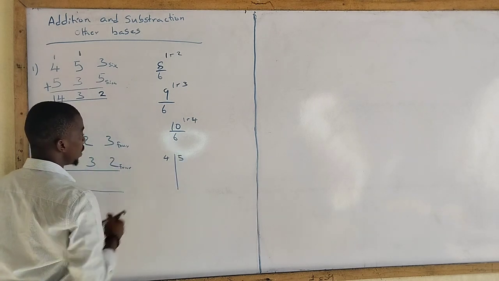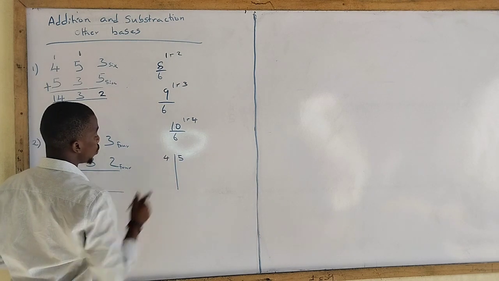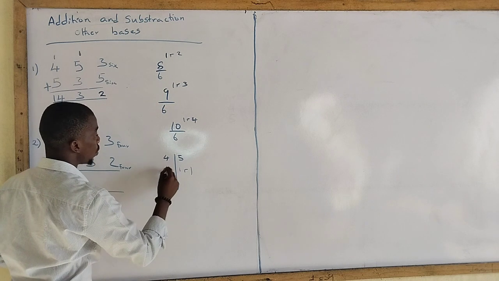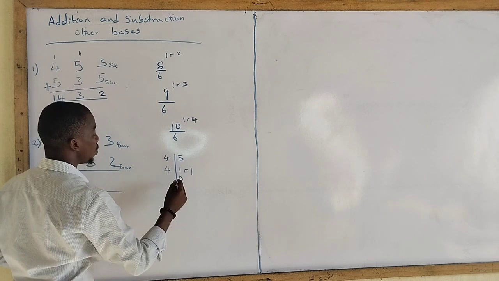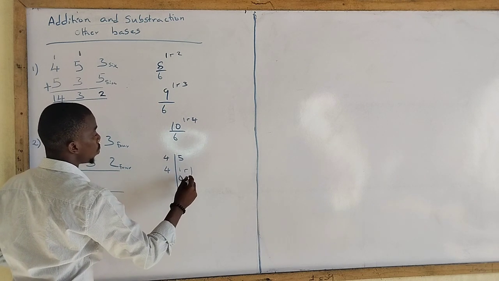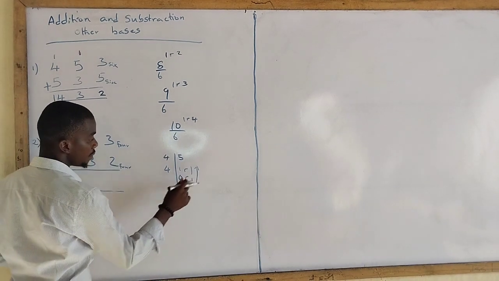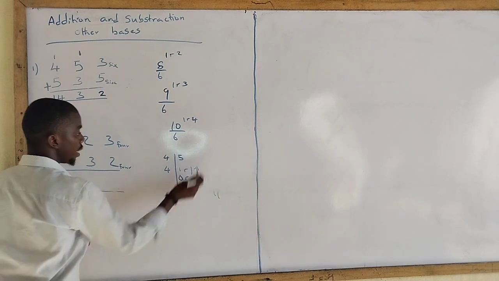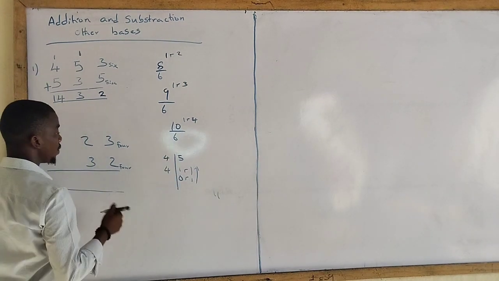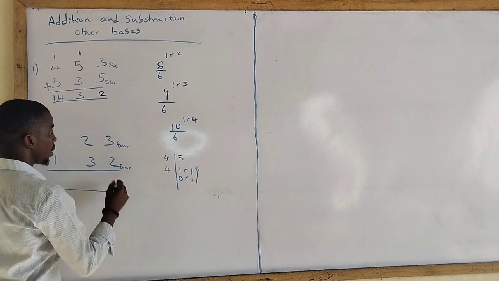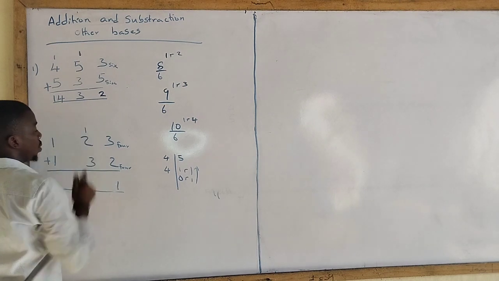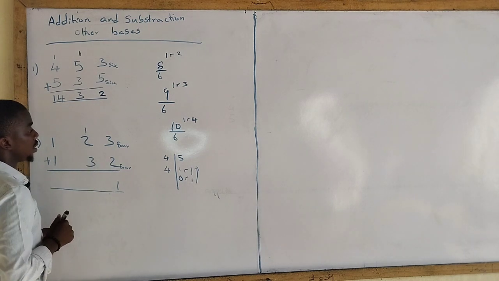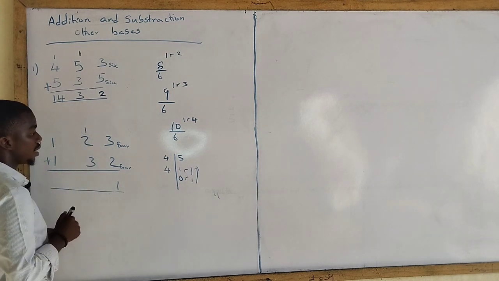So converting it now to base 4, we say that 4 will go into 5 how many times? 1 time, remainder 1, and 4 will go into 1 0 times, remainder 1, which is equal to 11. So we write 1, it's equal to 11. We move from here upwards, so this is 11. So we write 1 and carry 1. So 2 plus 3 is 5, plus 1 is 6.